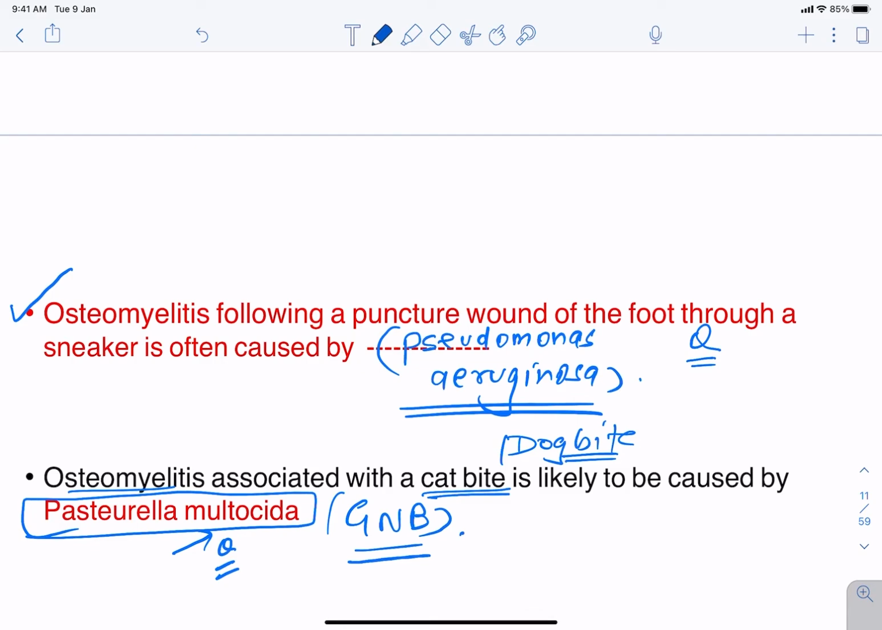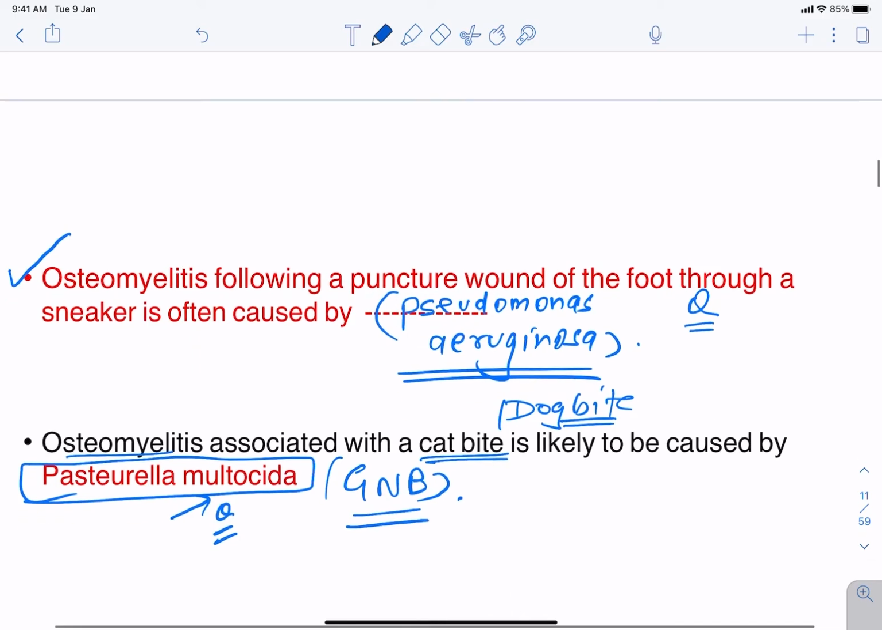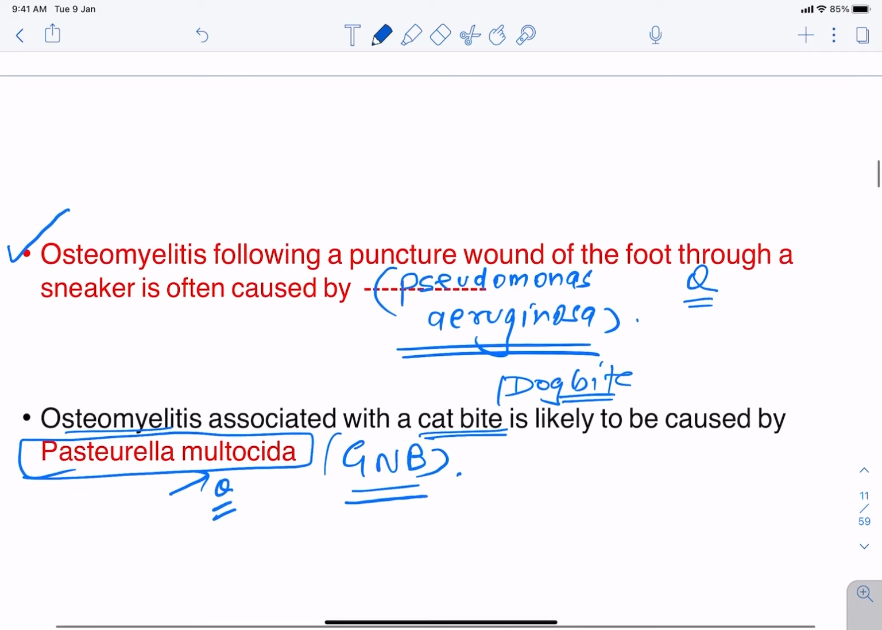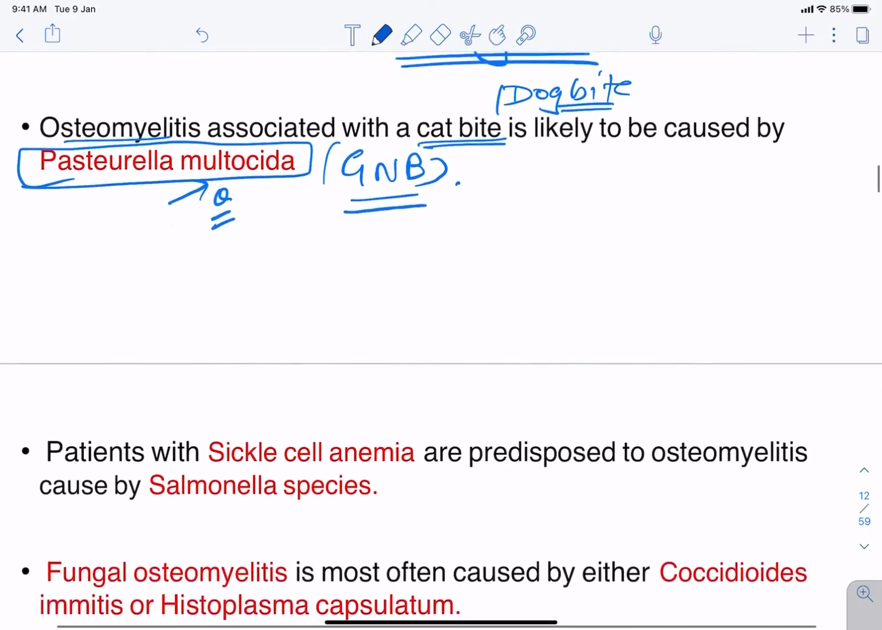That the Pasteurella multocida associates with what? So remember guys, this associates with cat and dog bites. Okay, this associates with cat and dog bites. Definite question. This is a definite question, and again I'm marking up Q here.